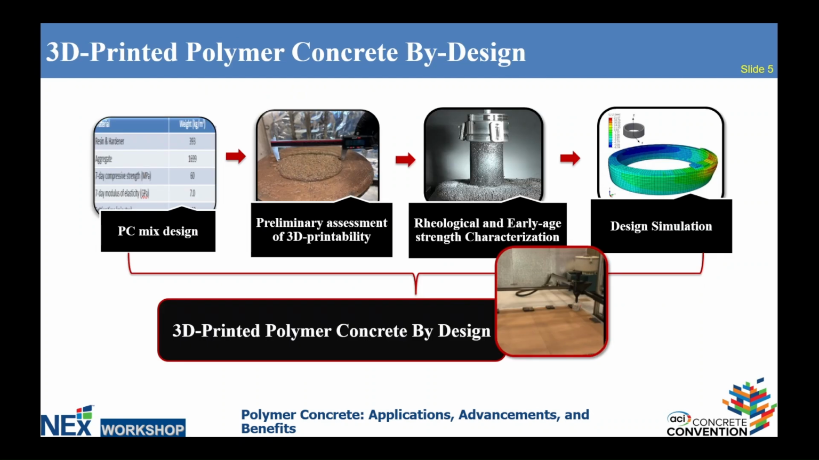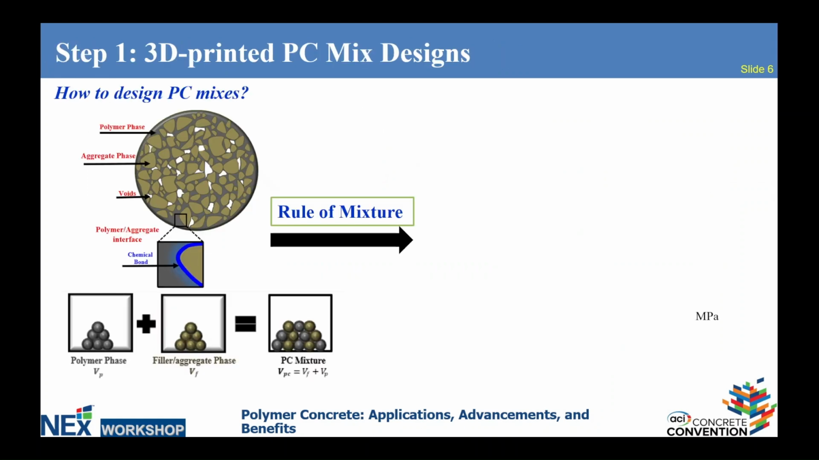So for 3D printing polymer concrete, we have to follow some steps. The first one is to start by designing a mix design, and then subject it to a preliminary assessment and 3D printability assessment. After that, measure its rheological and early age properties and design simulation. So we will have a full-scale 3D printed structure.